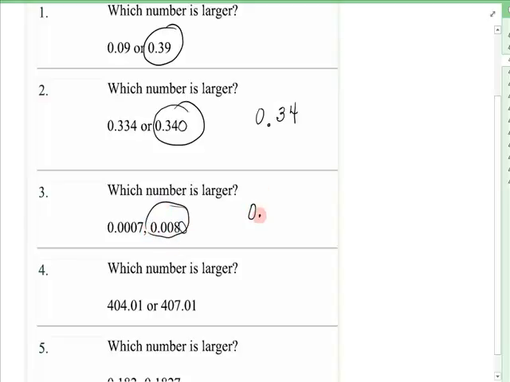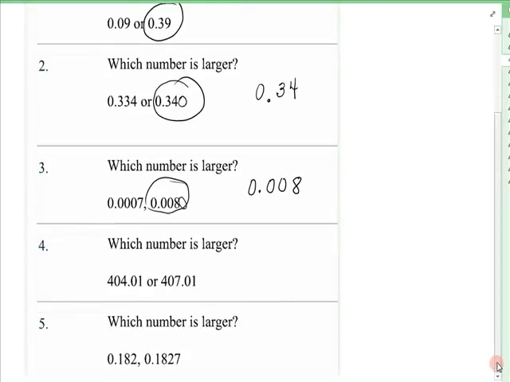When you type it in, type its original form without the 0 that we added that would help us make our decision. All right, let's look at the next one. It says 404 and 100th versus 407 and 100th. Well, the decision here is made in the whole number side because 407 is bigger than 404. So despite the fact that their decimal pieces were the same, this is definitely the larger number.